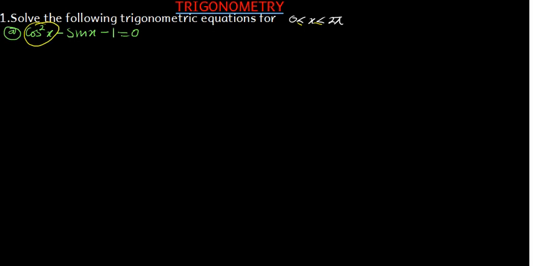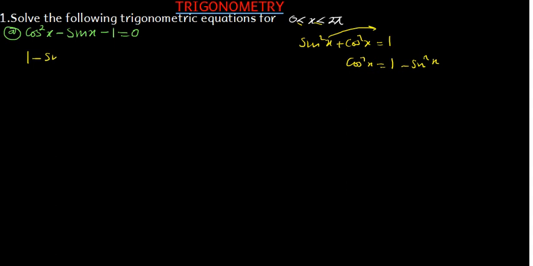But we know that cos squared is going to save us from the very important trig identity: sine squared x plus cos squared x is equal to 1. If we make cos squared x the subject of the formula, this will give us 1, and we take the sine squared to the other side, minus sine squared x. Where there is cos squared x, we're going to substitute 1 minus sine squared x. So that gives us 1 minus sine squared x, and then we've got a minus sin x, and then minus 1, and that is going to be equal to 0. Now notice that this is positive 1 and this is negative 1, it cancels out.